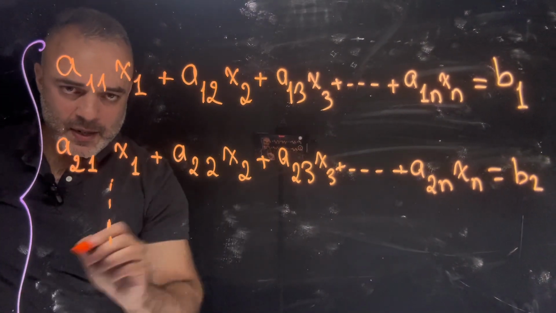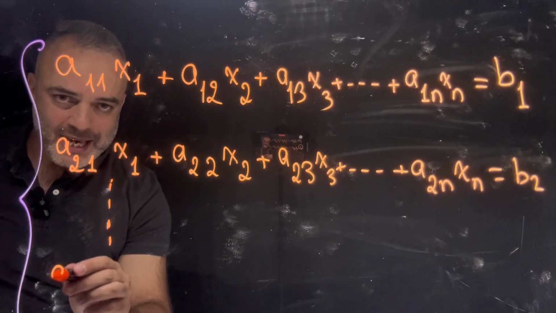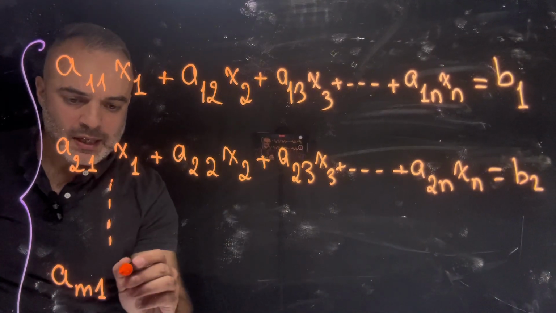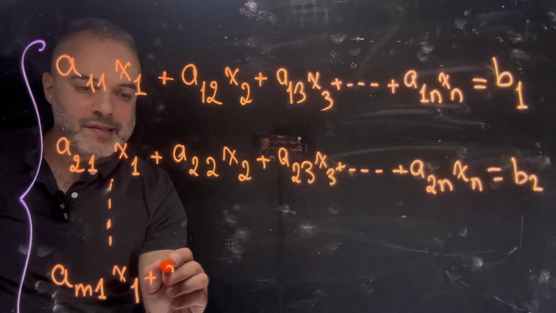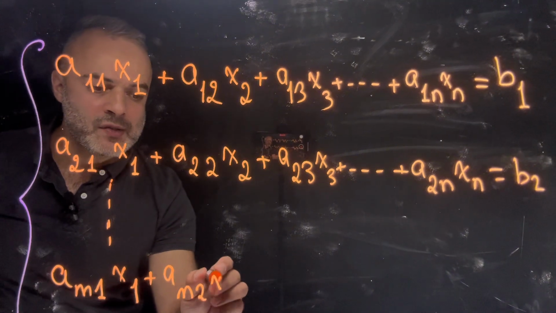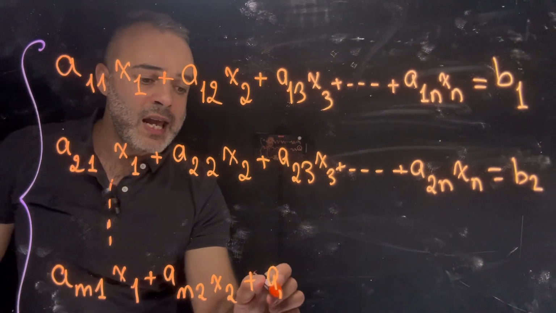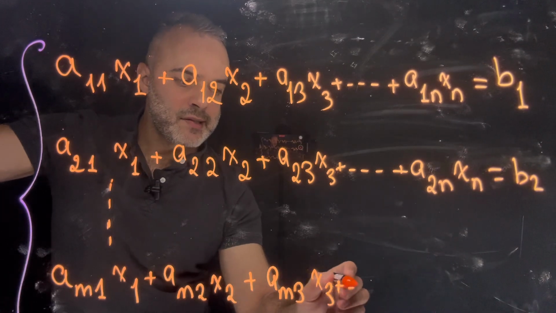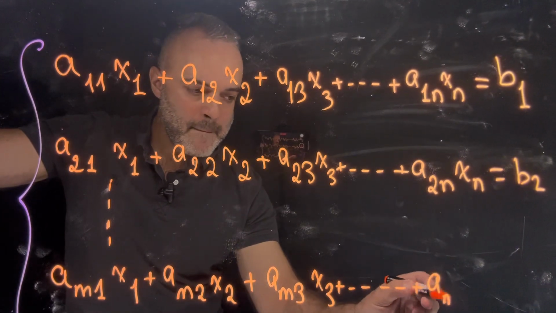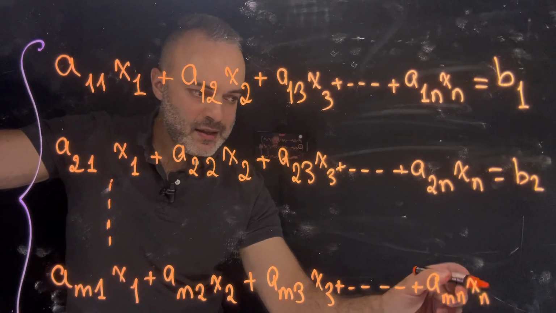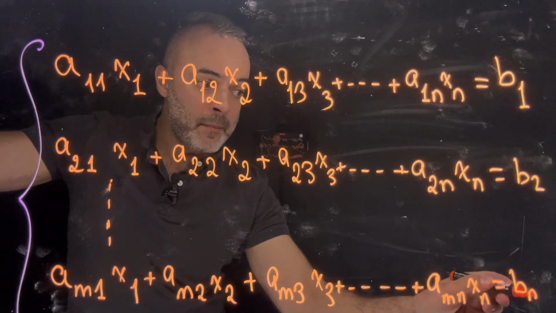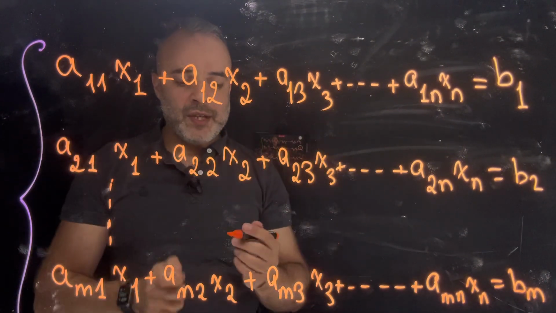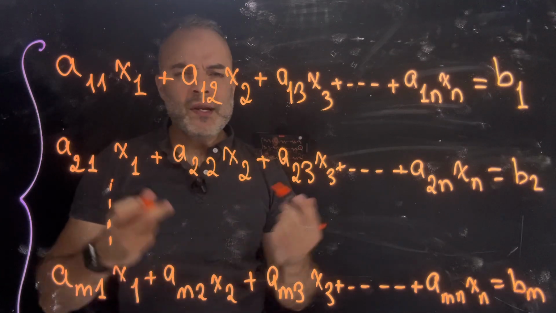All right, etc. So the last equation will be am1 x1 plus am2 x2 plus am3 x3 plus etc. plus amn xn equals bm. Now this is a general linear system. But wait a minute, what is going on here?